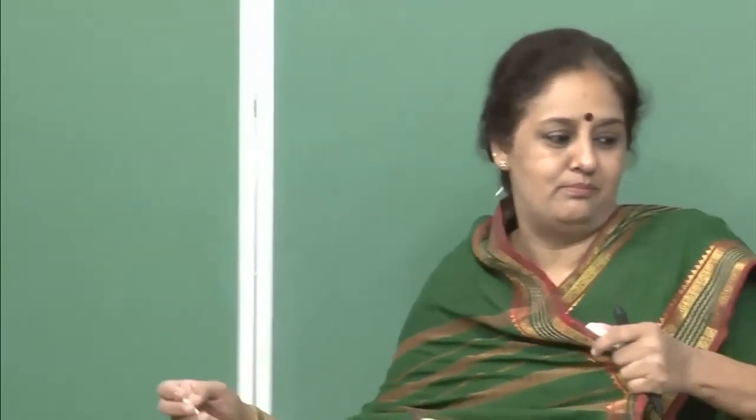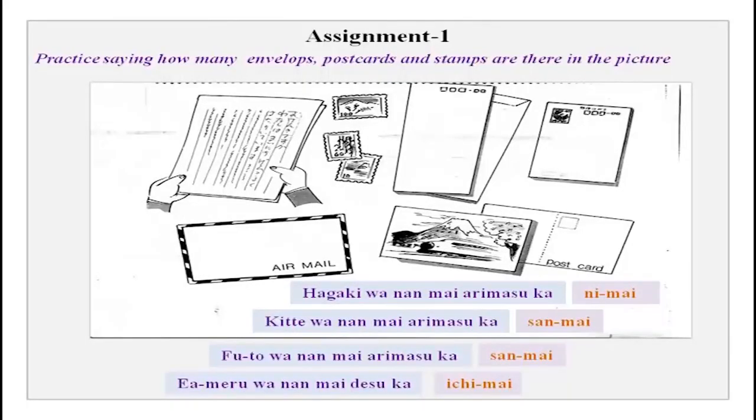So well, in the beginning let us go over our assignments and let us see what you have done. The first assignment that I gave you was very simple. This is a picture with lot of flat objects over here. You can name the objects. I am sure you know this vocabulary already, and you are to ask how many sheets, stamps, envelopes, postcards, airmail are there in the picture. These are the questions. I am sure you were able to do it properly.